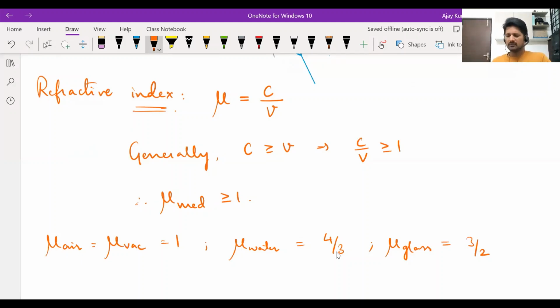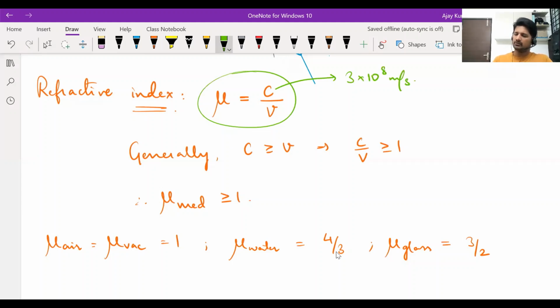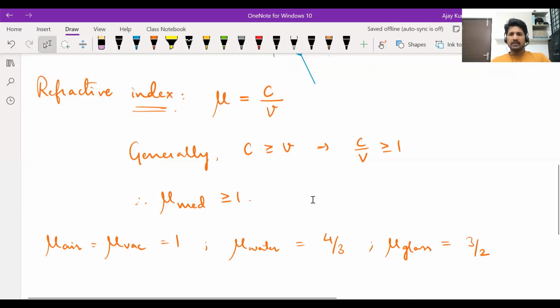And based on refractive index, you can tell the speed of light in that medium, by simple application of this formula, because c is a universal constant, 3 into 10 power 8 meters per second. So if you know the refractive index, you can tell how much is the speed of light. Or you can do the reverse also. If you know the speed of light, you can tell how much is the refractive index. So remember, refractive index is a property of a medium. Speed of wave is also a property of the medium itself. Therefore, refractive index and speed are related to each other. They are dependent on the medium through which the light is traveling.